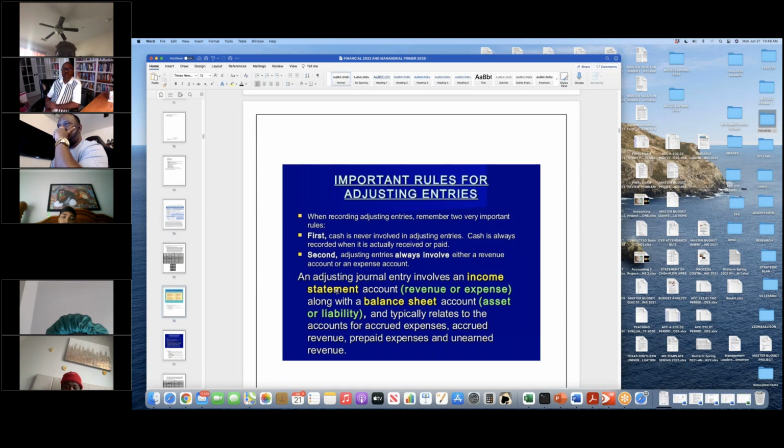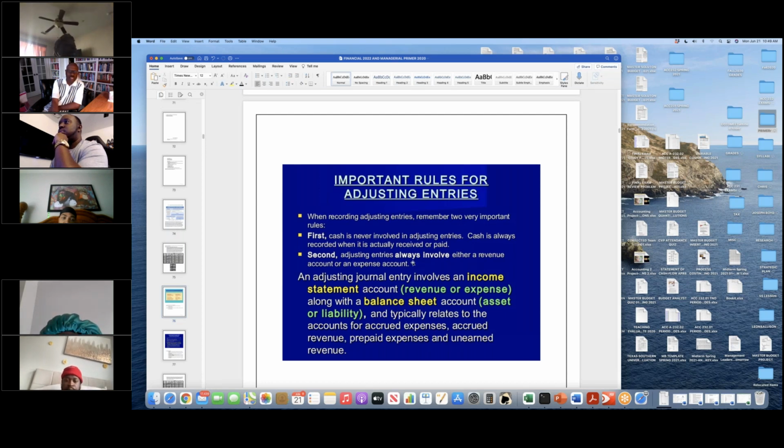Let's look at these important rules for adjusting entries. First one, cash is never involved in the adjusting entry. I'm going to say it a second time. Cash is never involved in the adjusting entry. And now I'm going to say it a third time. Cash is never involved in the adjusting entry. So you got your 3 strikes, Sam. I said it 3 times. So you might have cash in a preceding entry or succeeding entry, but never in the adjusting entry.